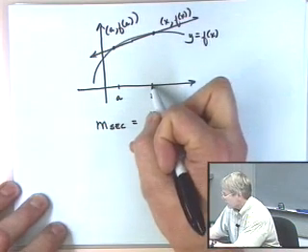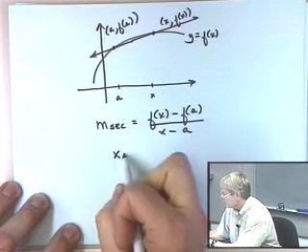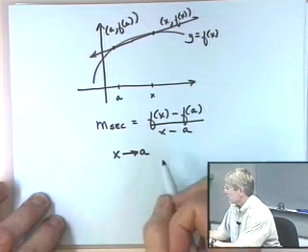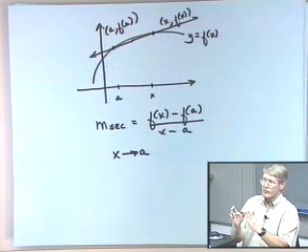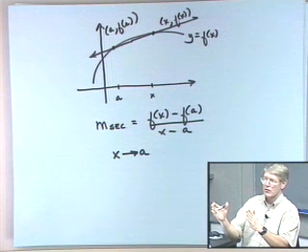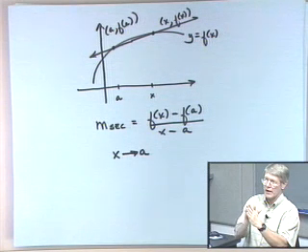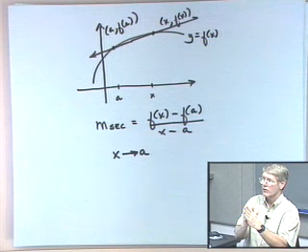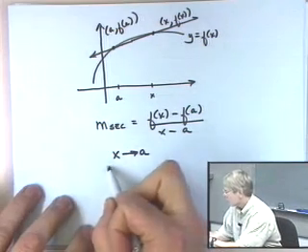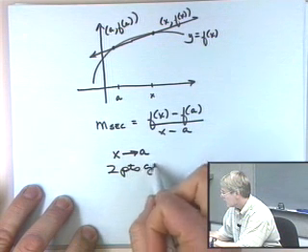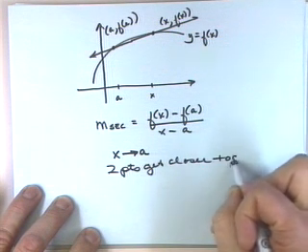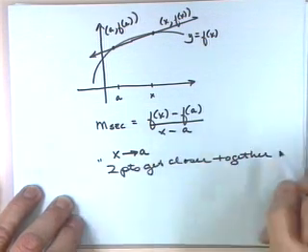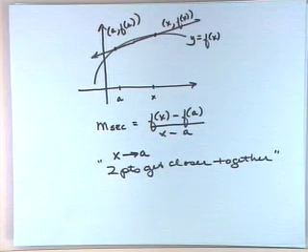Now, what would happen if I let the x value get closer and closer and closer to a? Well, a was where I started. X was my second x value. Suppose x gets closer and closer and closer to a. Wouldn't these 2 points get closer together? Right? So as x approaches a, the 2 points that I have pictured get closer and closer and closer together.